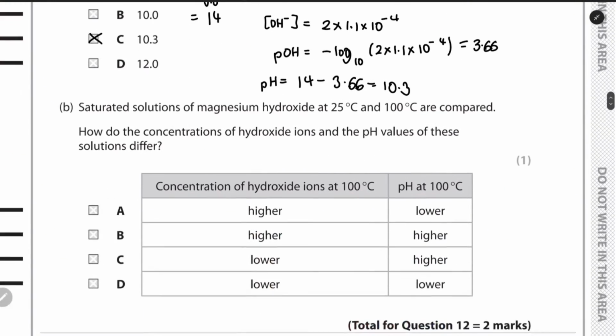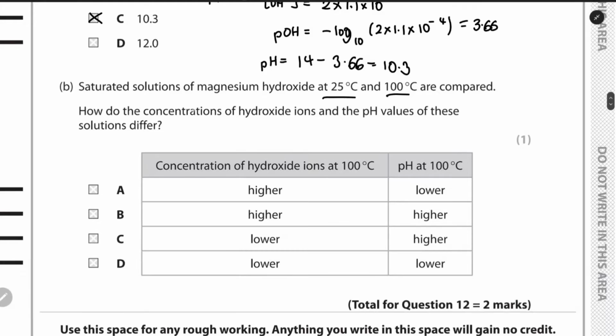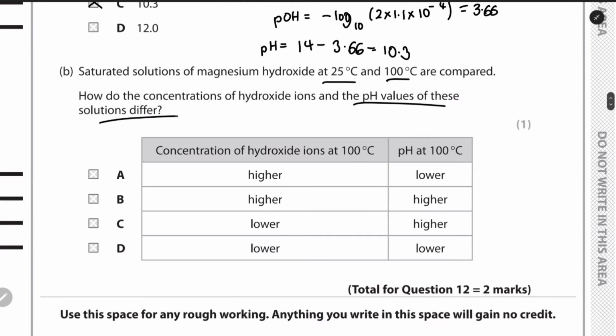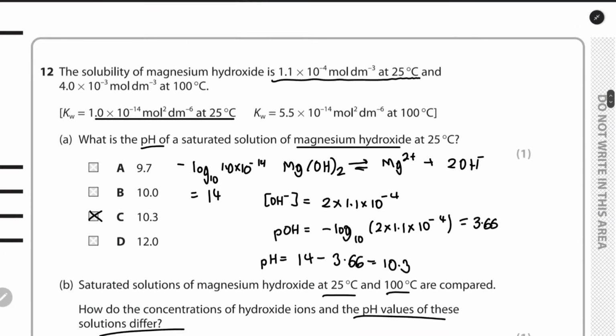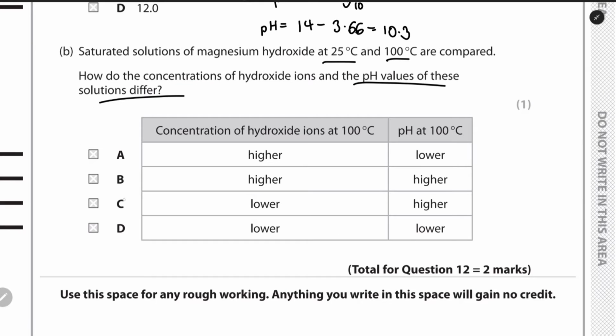C is the answer. Now for question B, we are given the saturated solution of magnesium hydroxide at 25 degrees and 100 degrees Celsius, and we have to find the difference in the pH values of this solution. If we look over here, the concentration is higher at 100 degrees Celsius. So C and D are out, and between A and B, B will be the answer, since the pH will become higher.